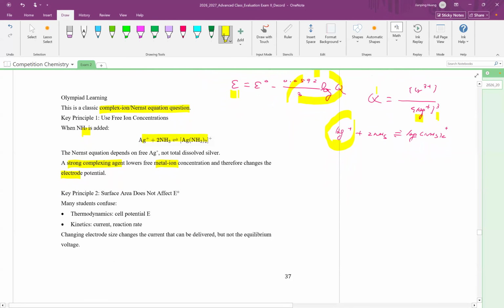So the second key point is what? Surface area will not affect this. Do not get confused. Do not get confused thermodynamics with the cell potential. Right? Do not get confused chemical kinetics, current and reaction rate. Changing the size could change the current, but will not change the equilibrium voltage. Got it. Okay, very nice.